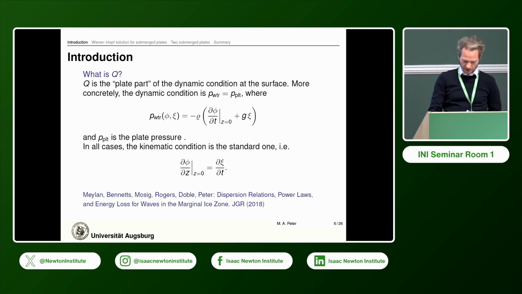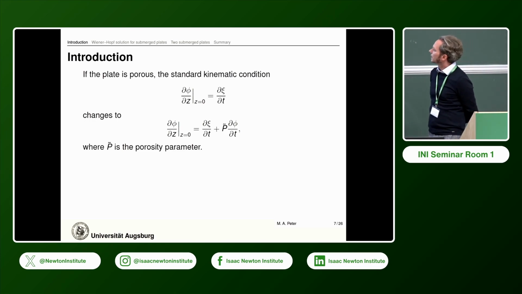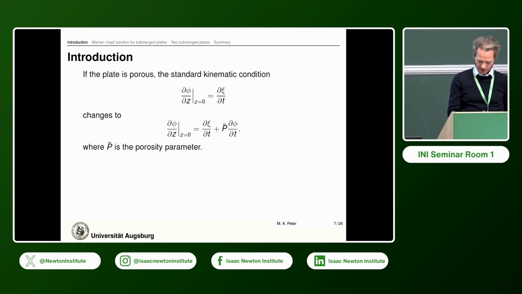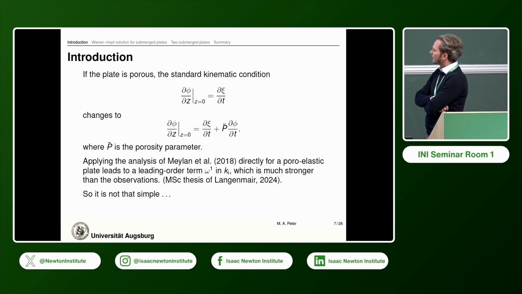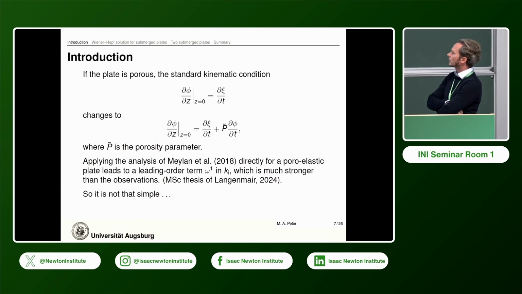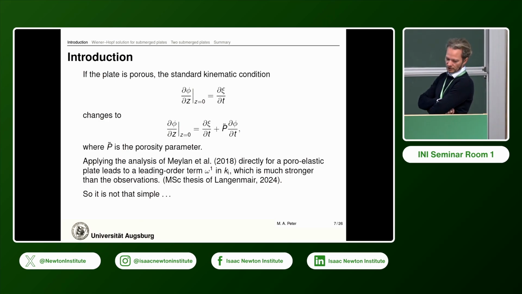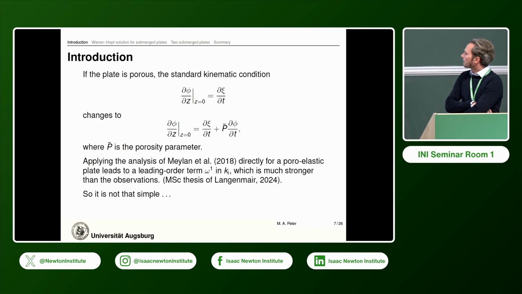Now, if you want to introduce porosity, the kinematic condition changes to this, where you get this additional term, where this p tilde is the porosity parameter. Okay, so now you can do the same analysis, and this is basically where the back of the envelope calculation looked like you might end up with something like omega cubed again, which sort of suggested that this might be a useful model for wave attenuation in marginal ice zones. Turns out, if you do this properly, and this is the master thesis of Mang and Langenmeyer, what you get is omega to the power of 1. So the dissipation is actually too strong.